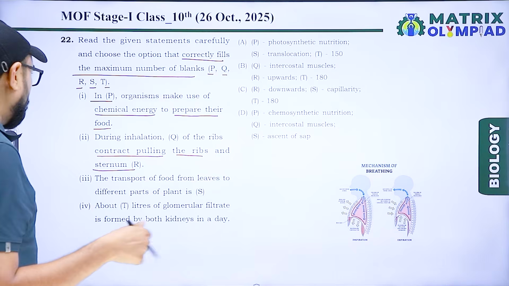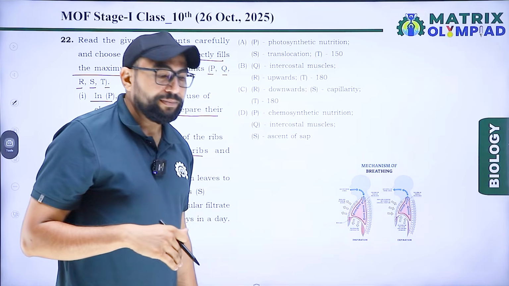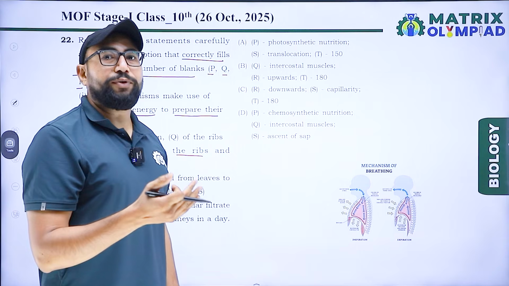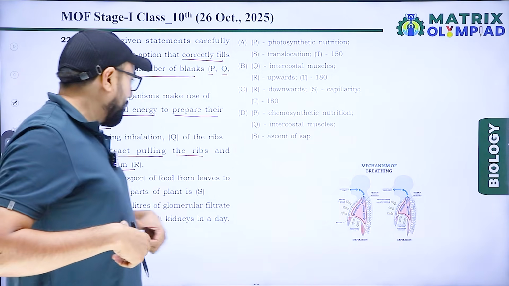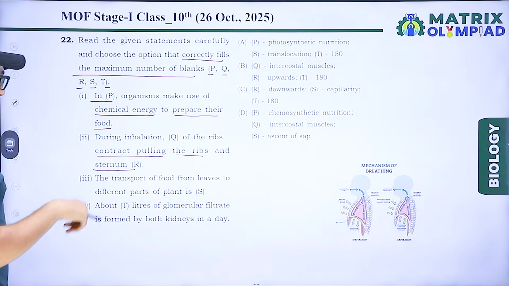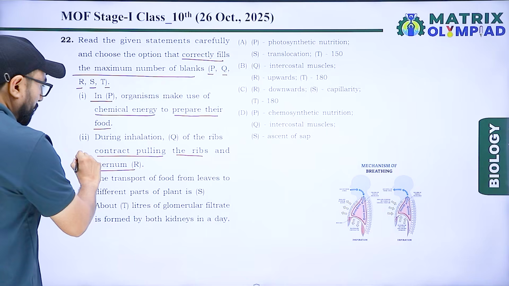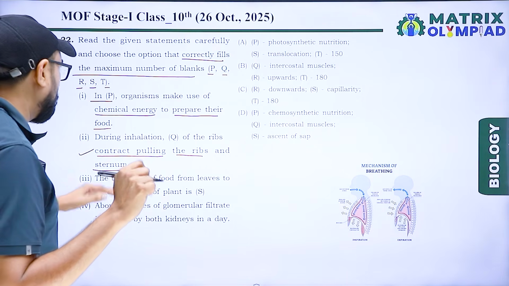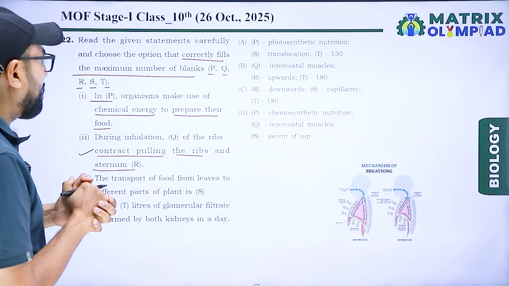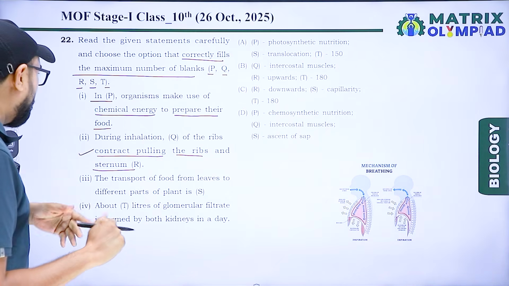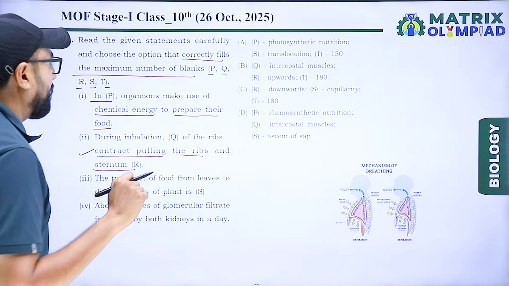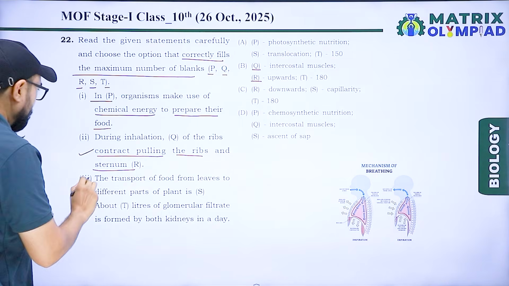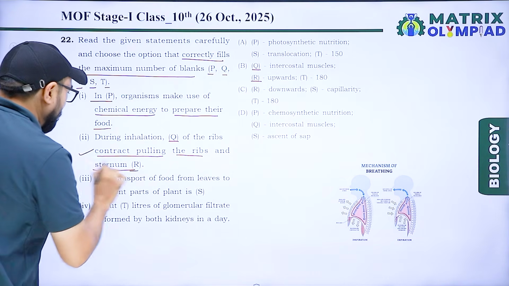It means that during the inhalation process, the rib cage moves upward and the intercostal muscles contract, pulling it. According to the option, Q is intercostal muscle and R is upward, and intercostal muscle, that is right for Q and R.